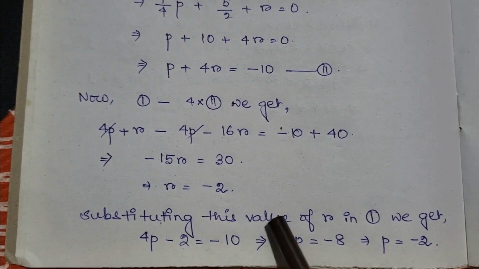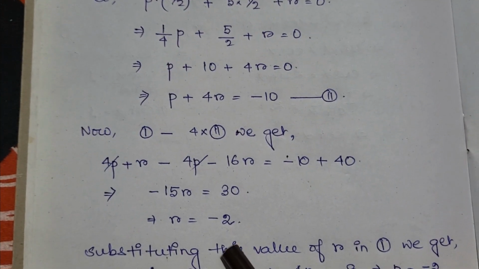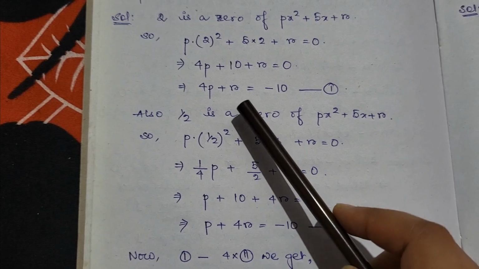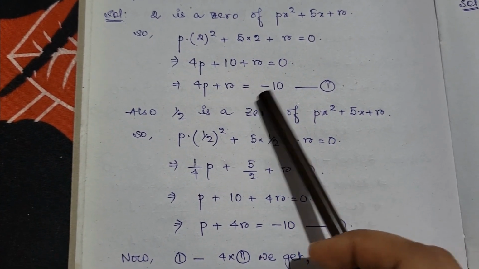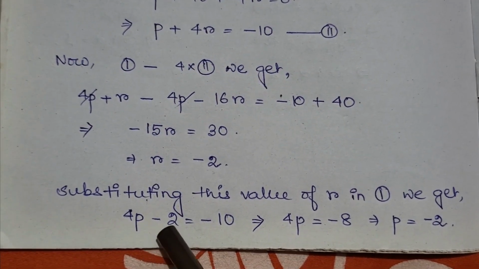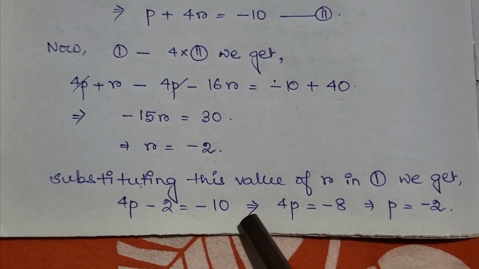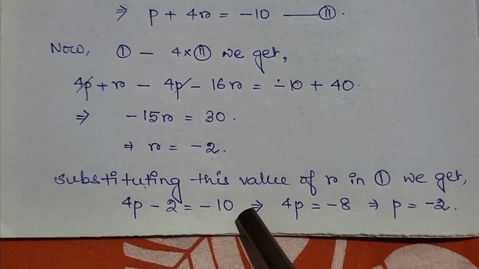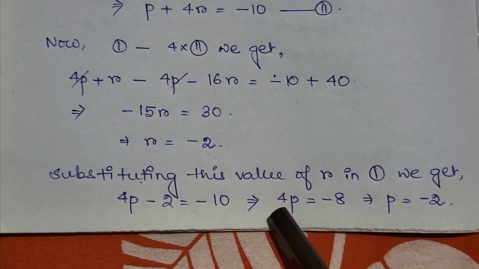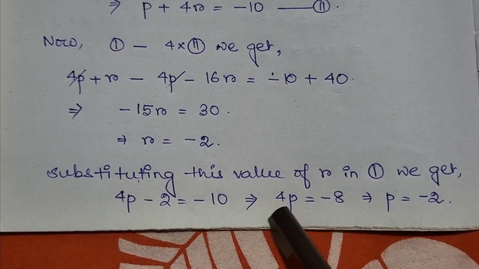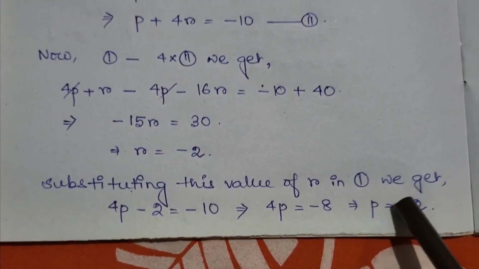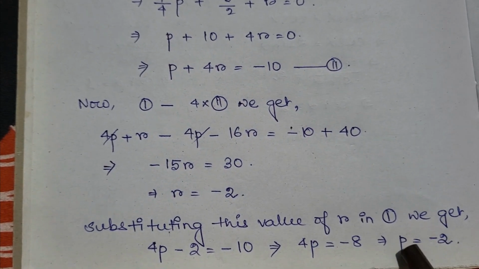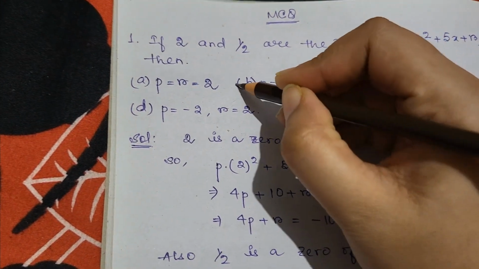Now substituting this value of r in 1. So if we put the value r is equal to minus 2 in 1, we have 4p minus 2 is equal to minus 10, which implies that if we take this minus 2 to the RHS, we have 4p is equal to minus 8. So on cancelling, we get p is equal to minus 2. So the correct answer is p is equal to r is equal to minus 2, which is B.